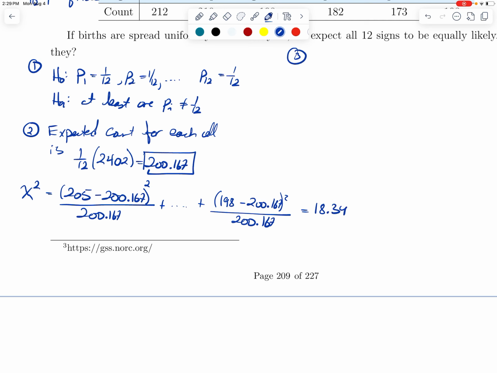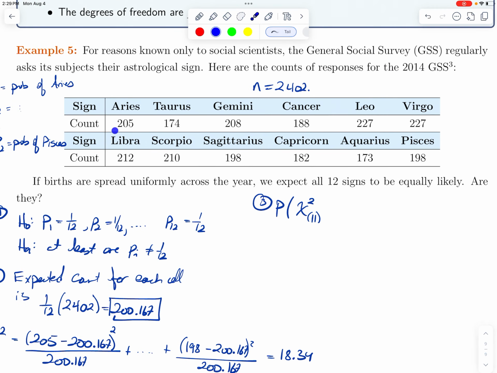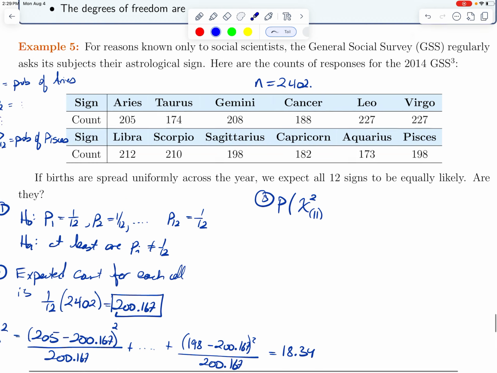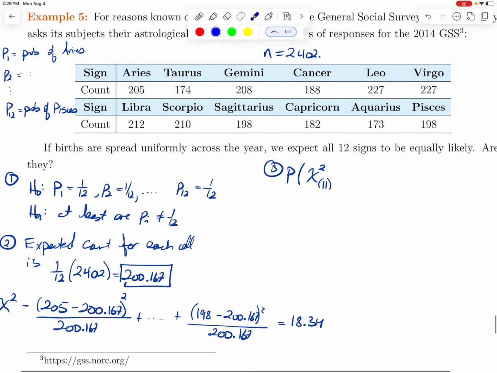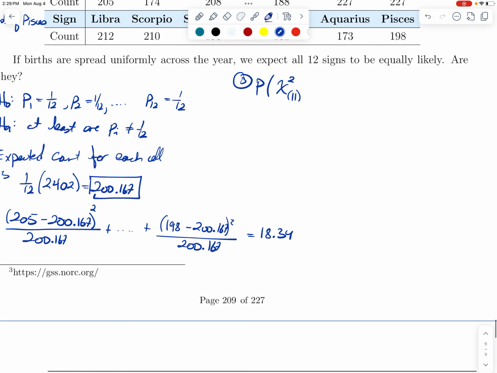For step 3, we want our p-value. That's the probability that chi-squared with 11 degrees of freedom. Remember, don't think that there's 2 rows. There is 2 rows, but this is not a test for independence data. This is goodness of fit data, and so it's just the number of options, if you will, the number of categories minus 1. So there's 12 options here. The only reason they're in 2 rows was because it wouldn't fit on the page. So 12 options minus 1 is 11 degrees of freedom.